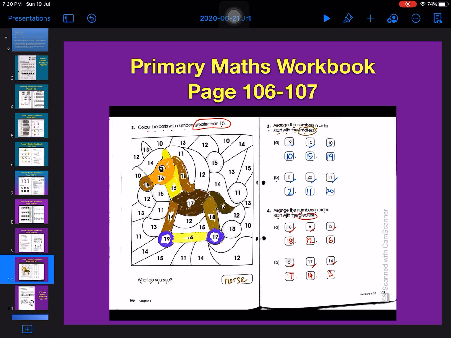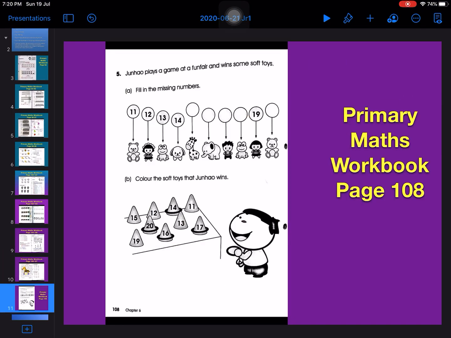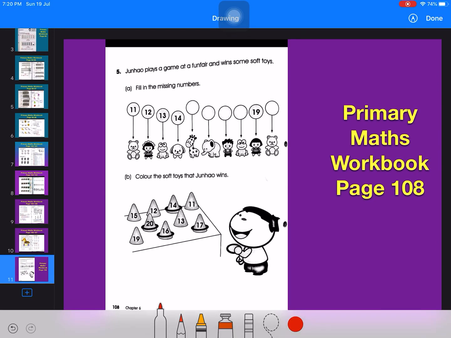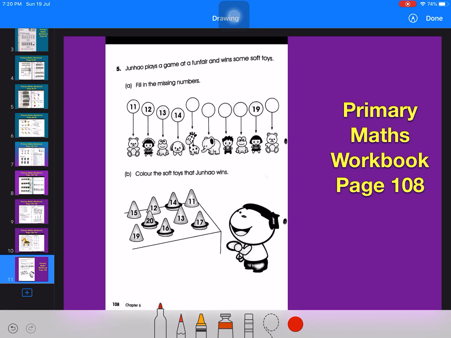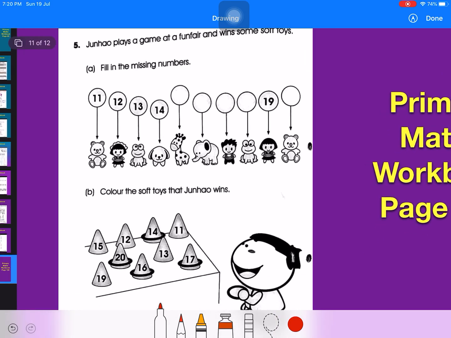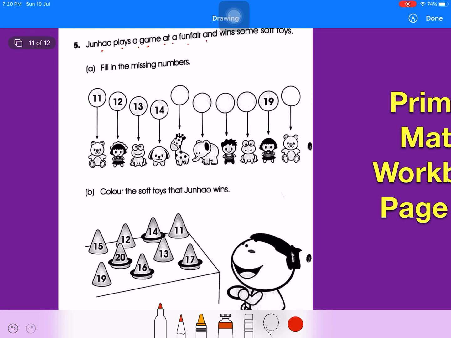Okay. Now we move on to the last page, which is page 108. Here. Okay, now let me enlarge a bit first. Bigger a bit. So Junhao plays a game at a fun fair and wins some soft toys. Okay, he plays a game and then he already won the toys. Fill in the missing number. So first we need to fill in the missing number.